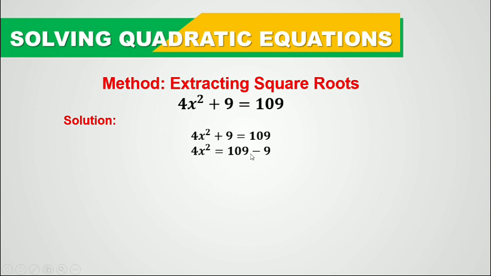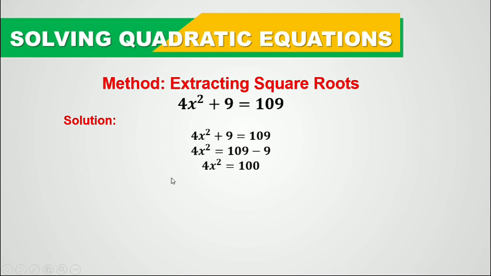Diba, this is the right side of the equation. Well, this is the left side of the equation. So how are we going to know if that is in the left or in the right side of the equation? Just look at the equal sign. Diba, this is the divisor, or it somehow divides the equation into two parts. So the left side and the right side. And then let's simplify. So 4x squared equals 109 minus 9, that's 100.